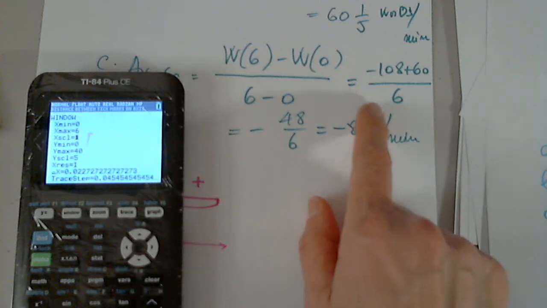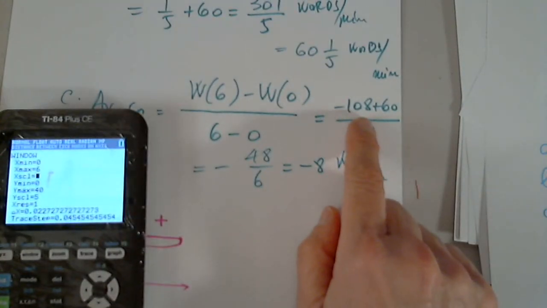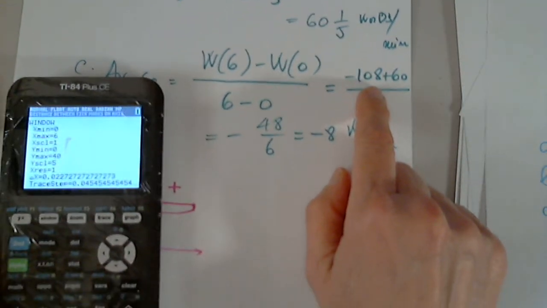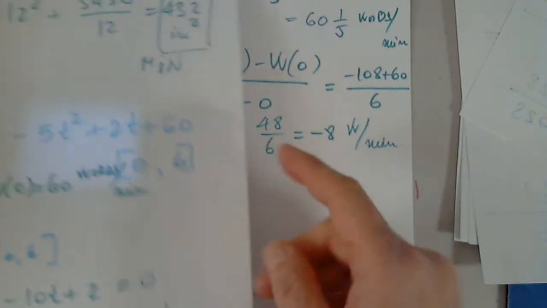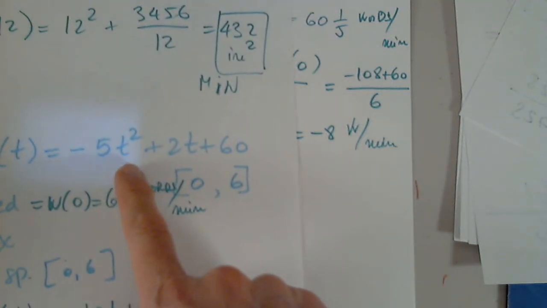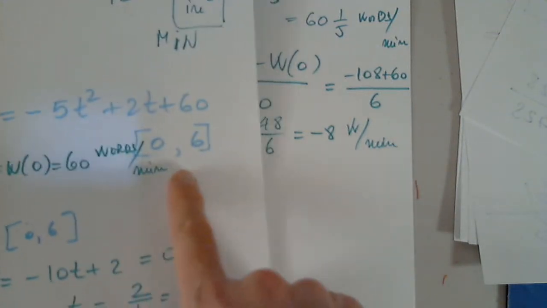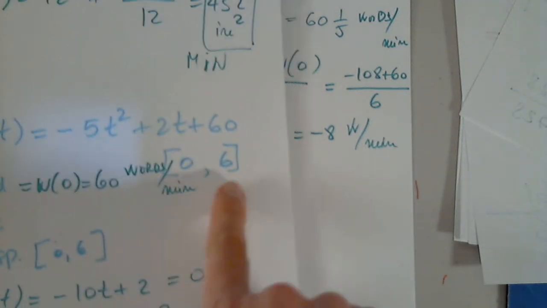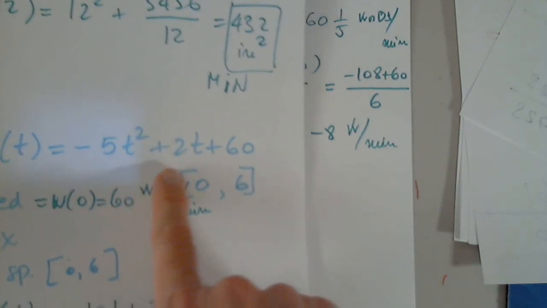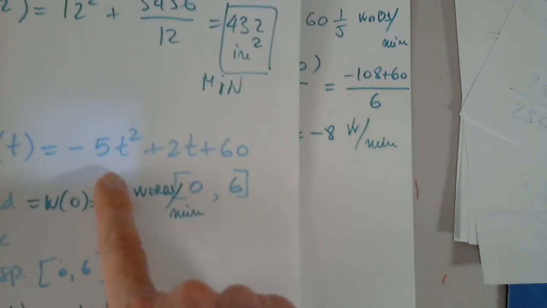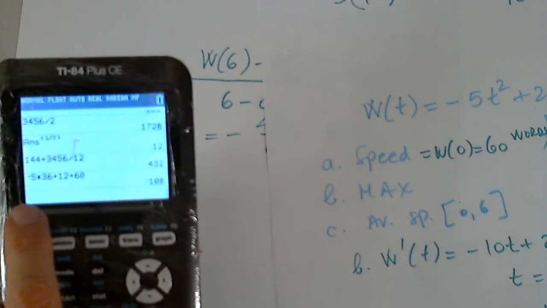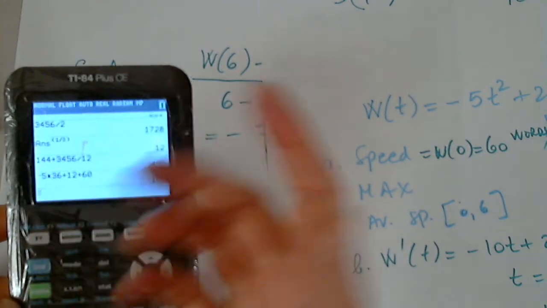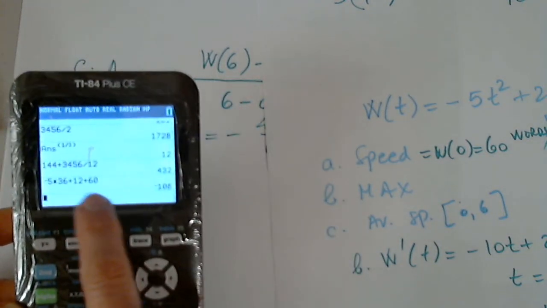But as you noticed, W of 6 is a negative number. That's what we got. So -5, I'm going to check my calculations. -5 times 36 plus 2 times 6, because that's the speed at 6. That's what I got. Unless I made a calculation error, and I'm going to check it again. -5 times 36, because it's 6 squared, plus 2 times 6, which is 12, and plus 60.